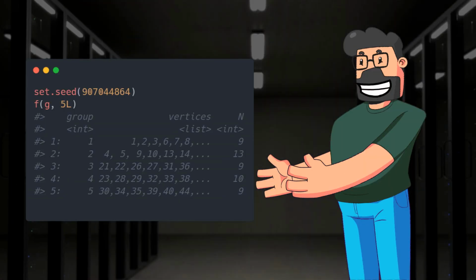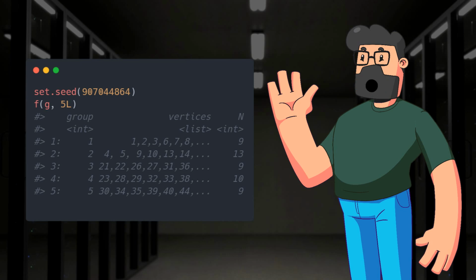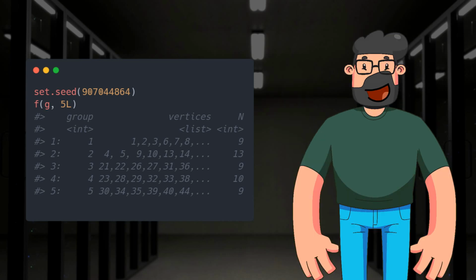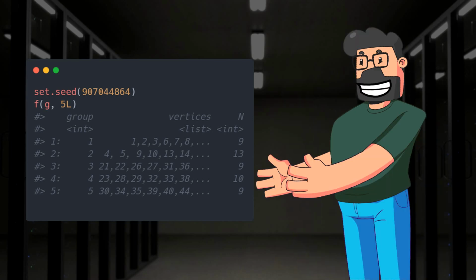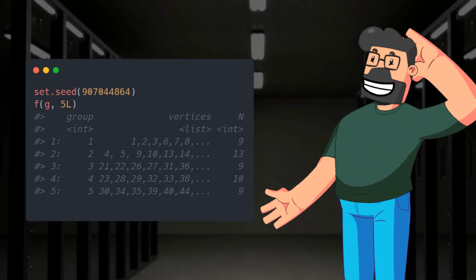Next, we execute the function on our original graph to witness the magic in action. The output showcases the groups formed, along with the vertices in their respective counts. The solution seamlessly divides the network into 5 connected subgraphs, maintaining the graph's integrity throughout the process.